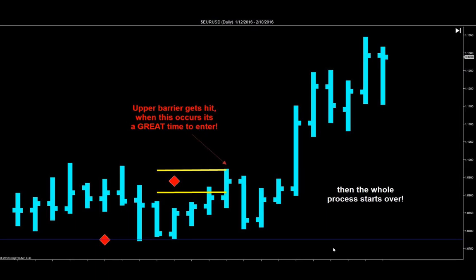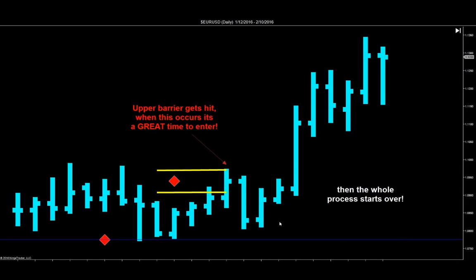Okay. So what the deal is, we use these price projections, we put on what we're calling price barriers so that we know where this active price zone is. The size of the price zone varies by instrument. I've shown you all how to get this. Then the whole process starts over.